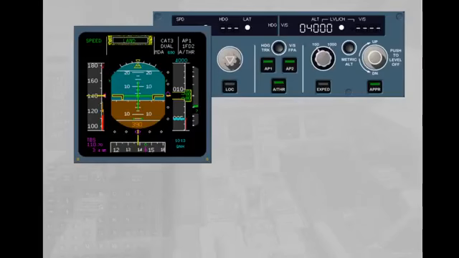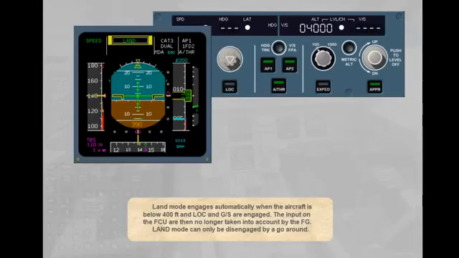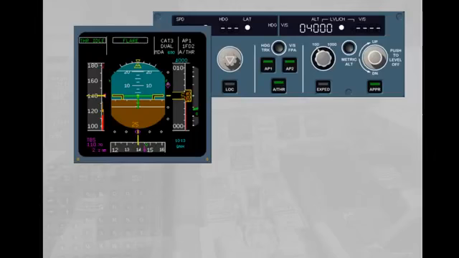Land mode engages automatically when the aircraft is below 400 feet and lock and glide slope are engaged. The inputs on the FCU are then no longer taken into account by the FG. Land mode can only be disengaged by a go-around. At 40 feet RA, the flare mode engages.